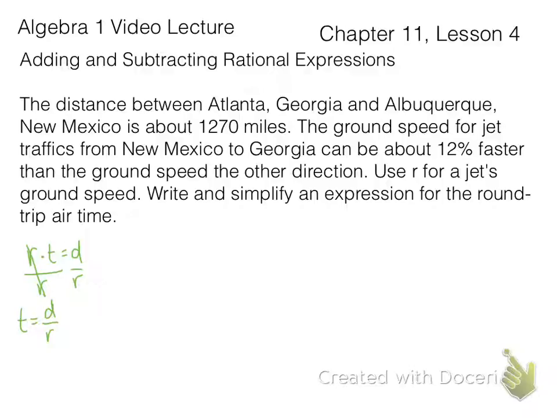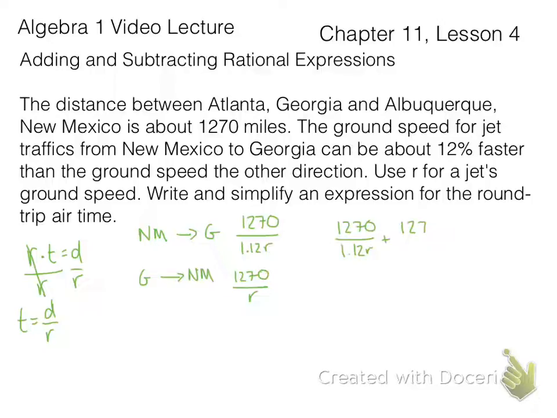So let's find the time it takes to go from New Mexico to Georgia. Well, that's the distance divided by the rate. Well, the rate is about 12% faster than the rate going from Georgia to New Mexico. So that's why we have 1.12 r, because it's 12% faster. If it was just the same speed, it would be 1 times r, but it's not. It's 12% faster.